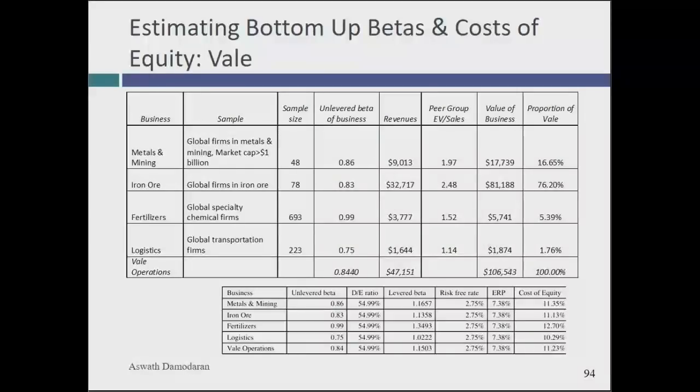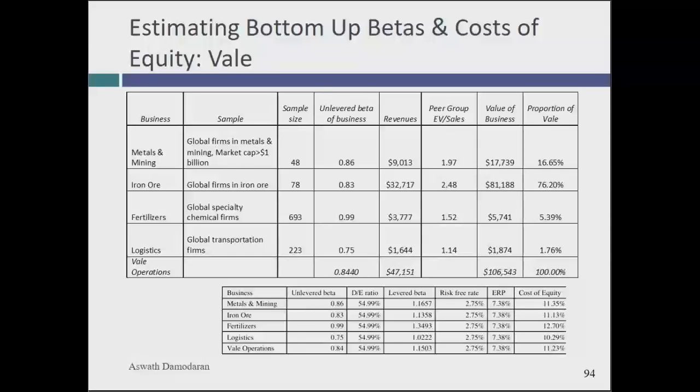So I'll take you through an example of how this plays out. Okay? Vale, mining company, and I wanted to get a beta for Vale. So I broke Vale down. Actually, most of the time when you think about where will I get the business breakdown, look at their annual report 10K. Somewhere they're going to break it down, and you then have to decide how fine the breakdown has to be. They break themselves down into 4 businesses: metals and mining, iron ore, fertilizers, and logistics.